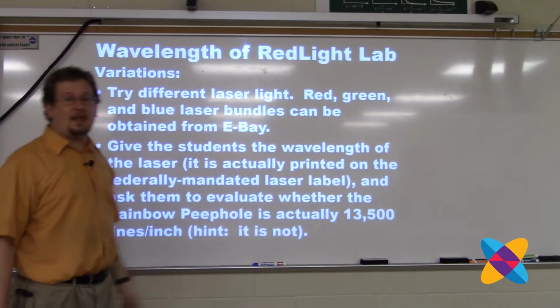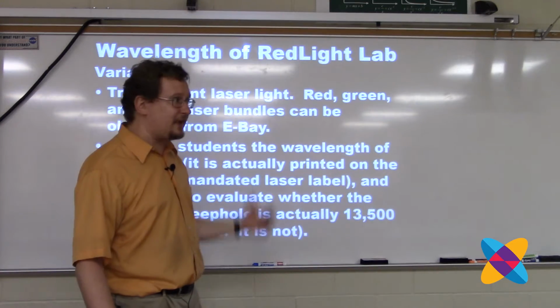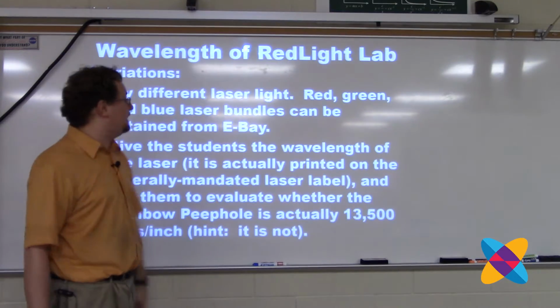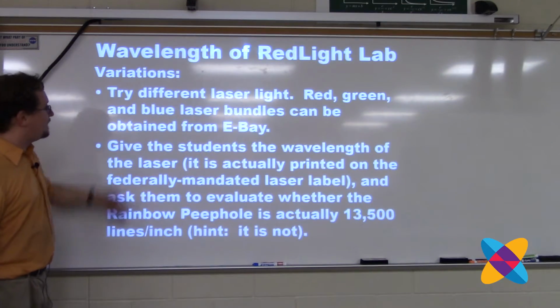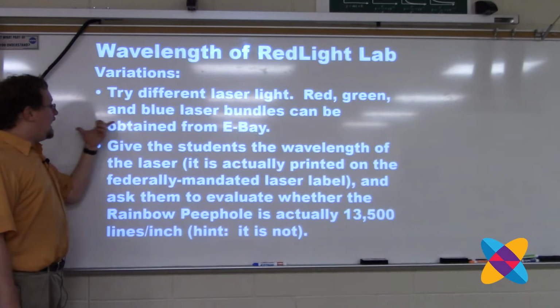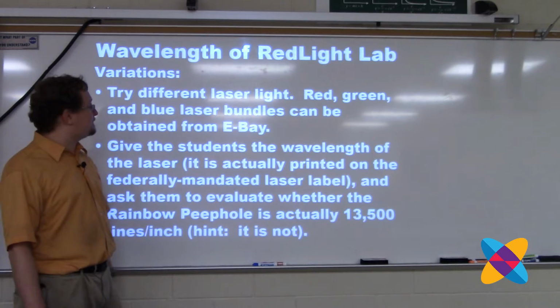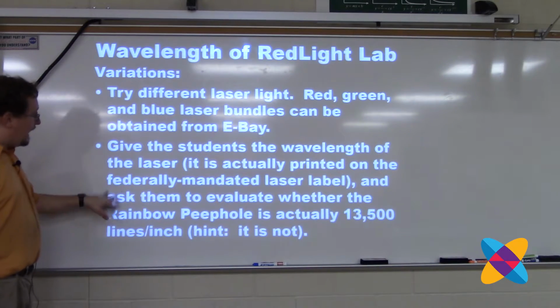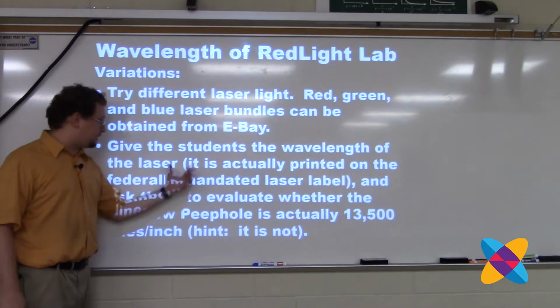Variations. Give different lab groups different laser lights. Or heck, give the same group different laser lights and have them see that the wavelength is different. You can get different red, green, and blue laser bundles for about $10 on eBay. The shipping takes a very long time, about a month, so order now. It's very worth it. Give the wavelength of the laser. It's all printed on the label.